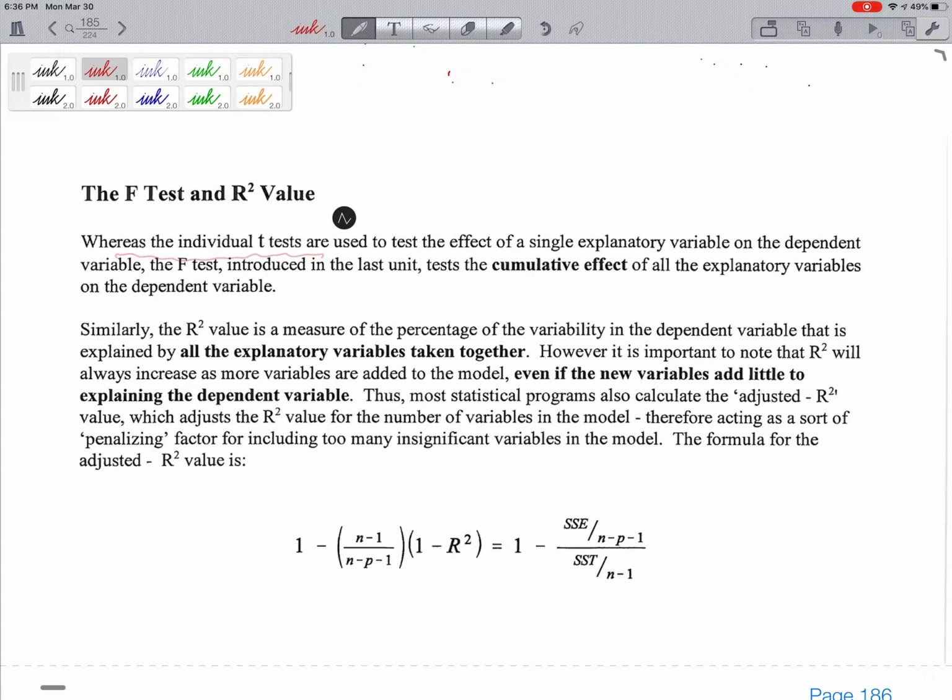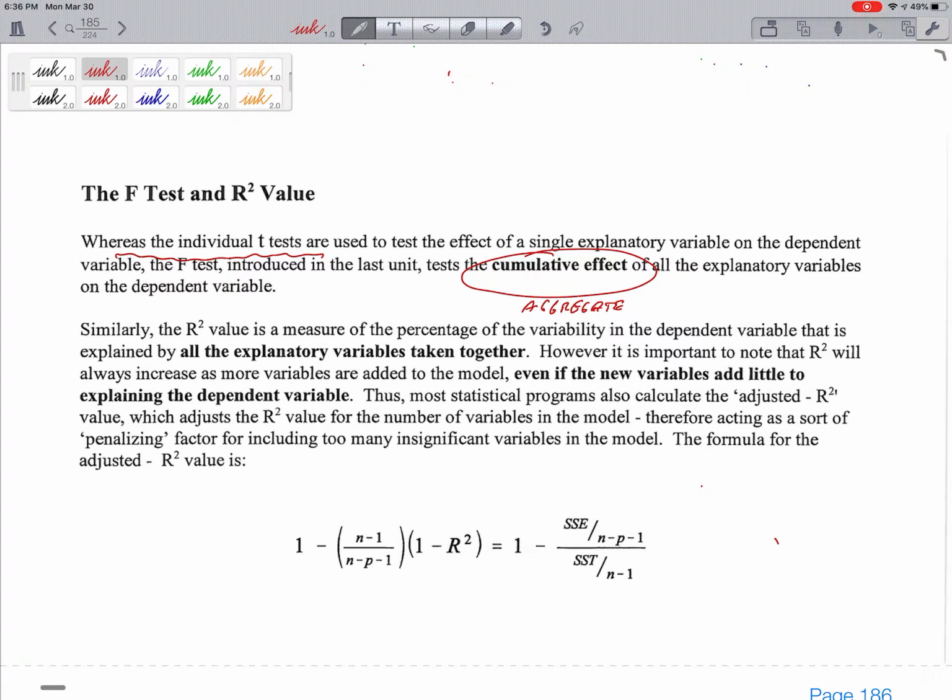So it says here, whereas the individual t-tests are used to test the effect of a single explanatory variable on the dependent variable, the f-test introduced in the last unit tests the accumulative effect, or maybe a better word here is the aggregate, so all of them together, effect of all the explanatory variables on the dependent variable. So it's taking all the x variables as a bunch together. Similarly, the R-squared value is a measure of the percentage of the variability in the dependent variable that is explained by all the explanatory variables, all the x's, all 6 x's put together.